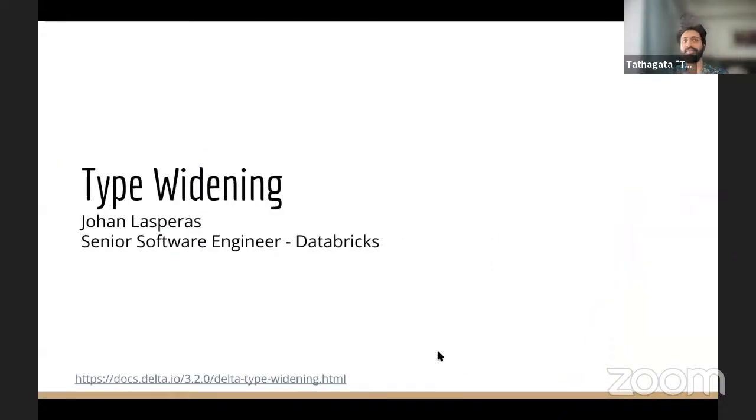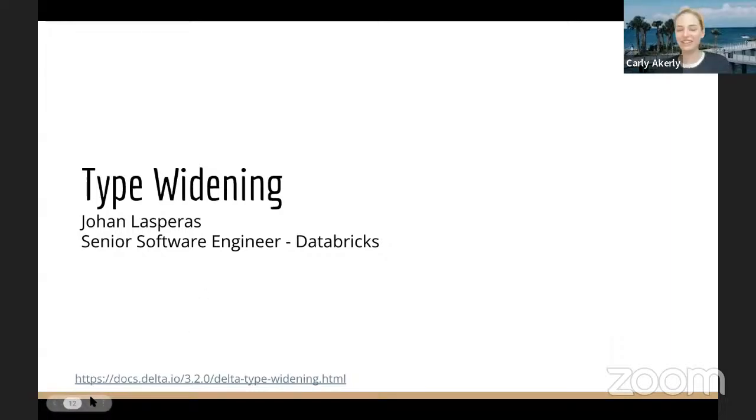All right, Panda, let me grab the spotlight then. All right, Joe, you're up. My name is Joan Las Peras. I'm based in Berlin, Germany, and I'm here today to talk about a new feature that's being released in preview in Delta 3.2, and that's type widening. So I'm going to go over what the feature is, what it's used for, and we'll have a quick look at the end into how it's implemented. I have a last slide that's a bit more technical.